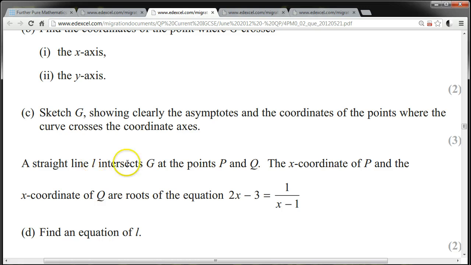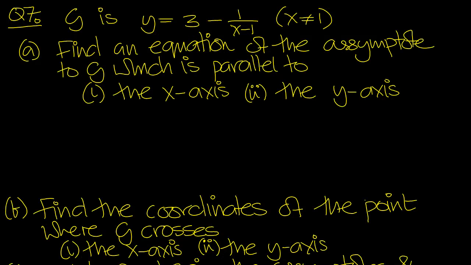A straight line L intersects G at the points P and Q. The x-coordinate of P and the x-coordinate of Q are roots of this equation. Find an equation of L. Okay, so I've split the question up because it's a long question into these parts here.